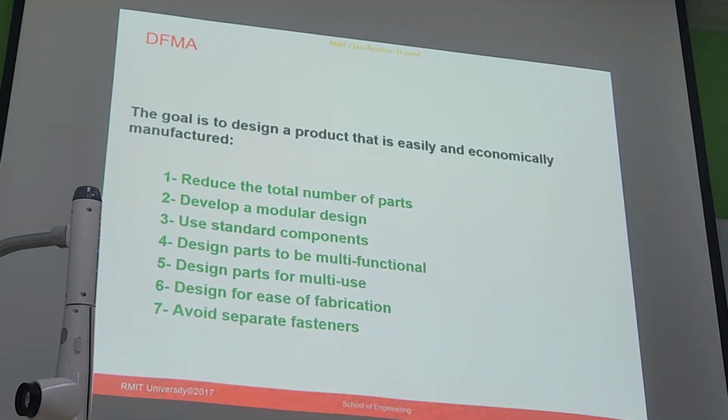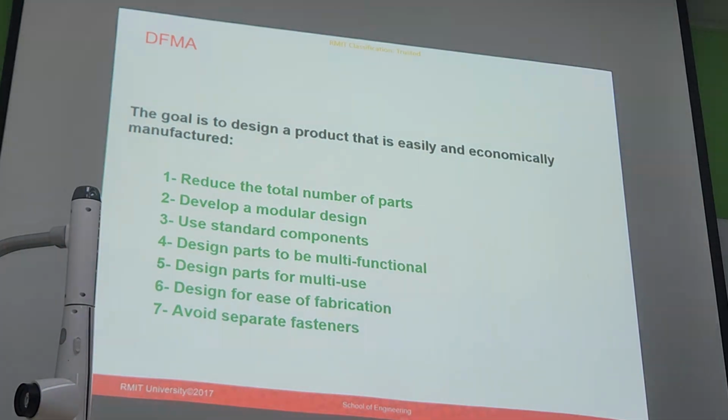As I said, the goals of the design are: reduce the number of parts, develop a modular design, use standard components, design parts to be multifunctional, design parts for multi-use, design for ease of fabrication, avoid separate fasteners. So what does this mean? It means this is the sum of the constraints and borders for you. Once you try to design, we have to consider DFMA and follow all these 7 steps and then try to design correctly.